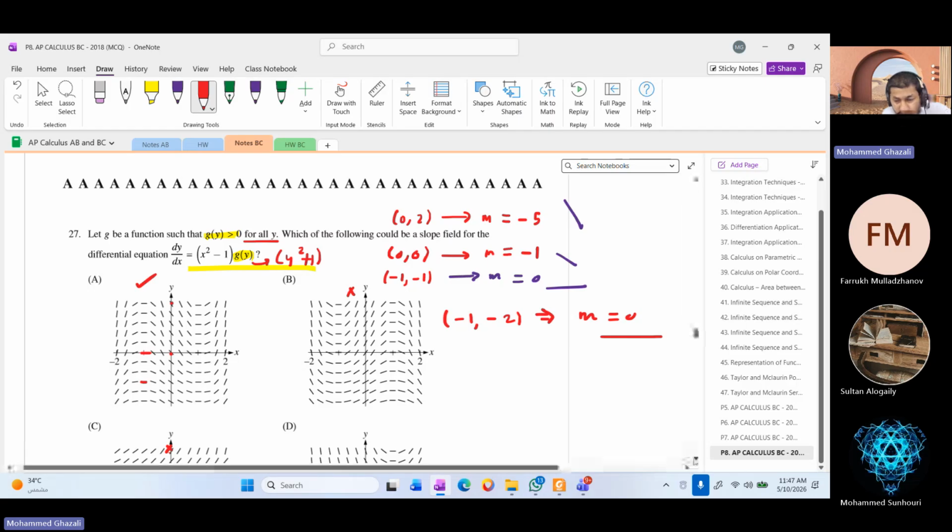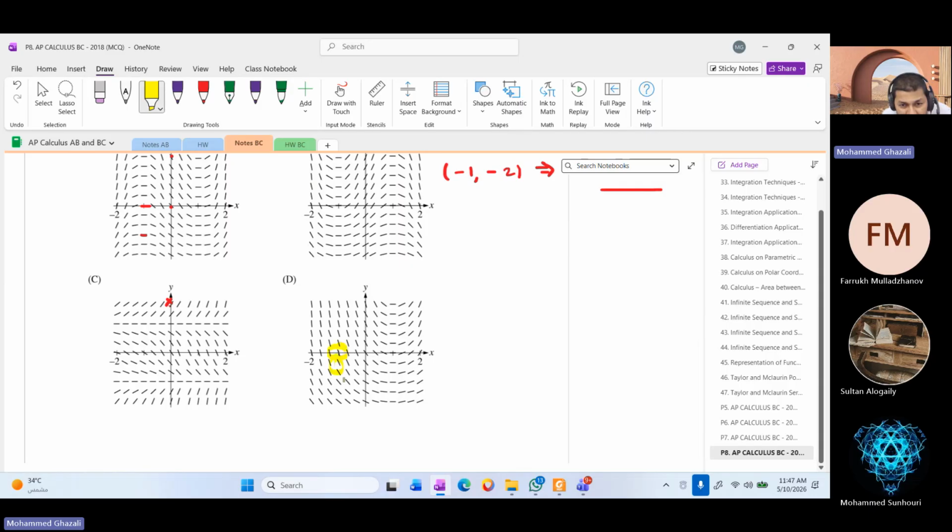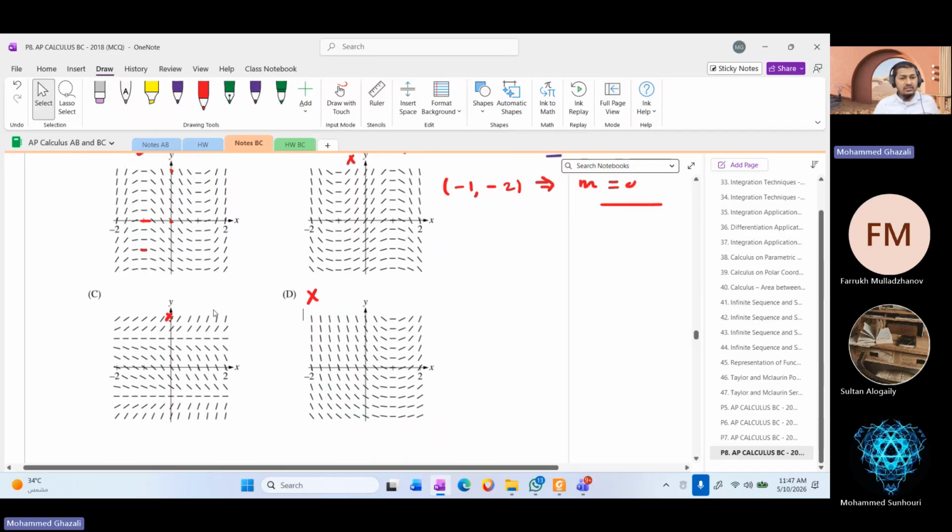Let's look at option D we are confused with. Let's go to -1. See what's happening here. It's not 0. See, those are not slopes of 0. It has a negative slope. So all that is wrong. So only option A works. Okay. So try to fit in a function that you like.